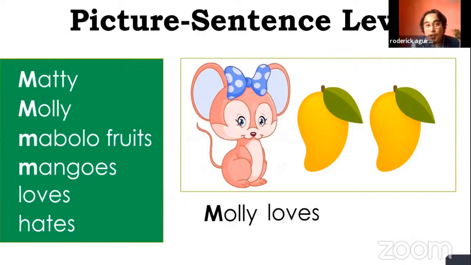What do you call these fruits? Mango. How many mangoes are there? Let's count. 1, 2. Oh, there are 2 mangoes. So let's put there mangoes. Molly loves mangoes. So nafa-facilitate po ang via pictures, may meaning na agad ang bata, and then tinatranscend po natin ang mga pictures to words and then to sentences. Okay?